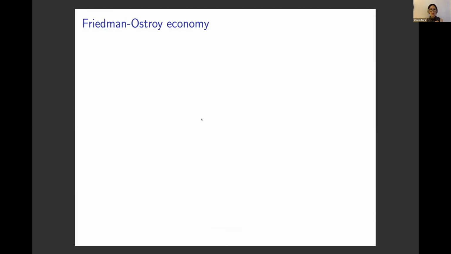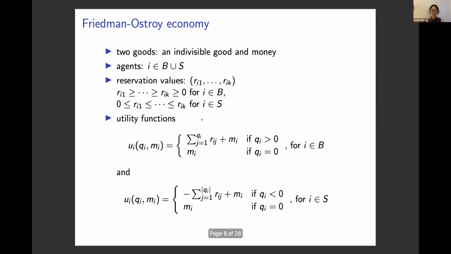So the economy we use here is the same as the one from the Friedman and Ostroy paper, and this is a very regular economy in double auction. We have 2 goods. One is an indivisible good, and we have money that people use to trade, and money is divisible here. An agent in our economy is either a buyer or a seller, and each agent has reservation values for multiple units. Buyers have decreasing marginal values for the good, and sellers have increasing marginal cost.